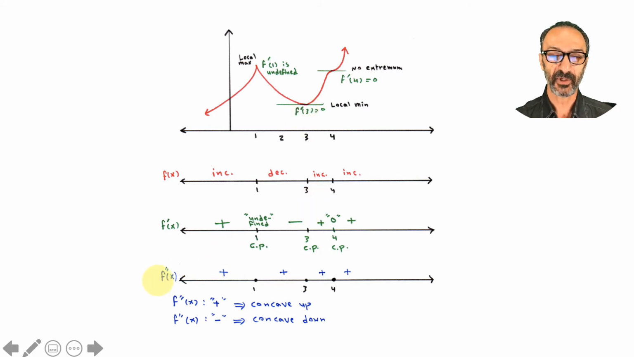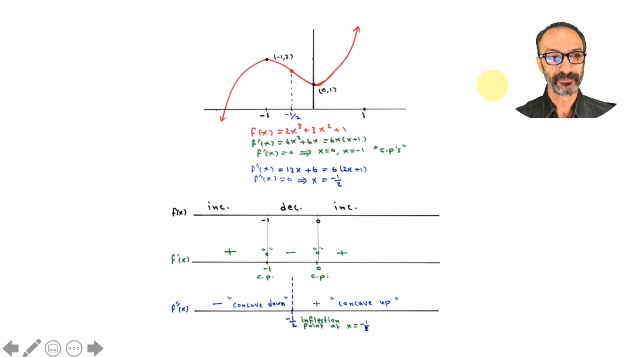Let's look at f double prime. F double prime says positive to the left of 1. Yes, it's concave up to the left of 1. Positive between 1 and 3, still concave up. Between 3 and 4, positive. After 4, positive. Concave up, concave up. It's concave up in all 4 pieces. When f double prime is positive, that means concave up, and when f double prime is negative, that means concave down.